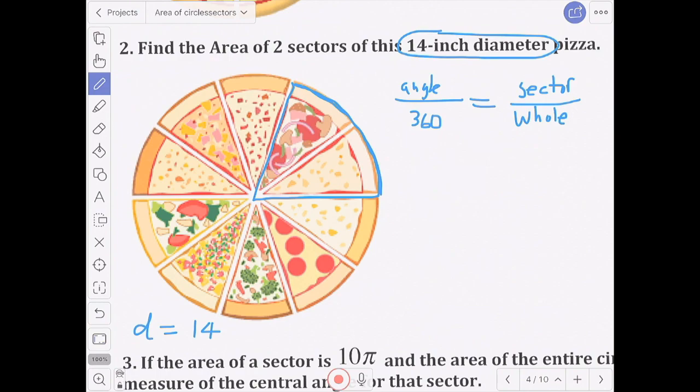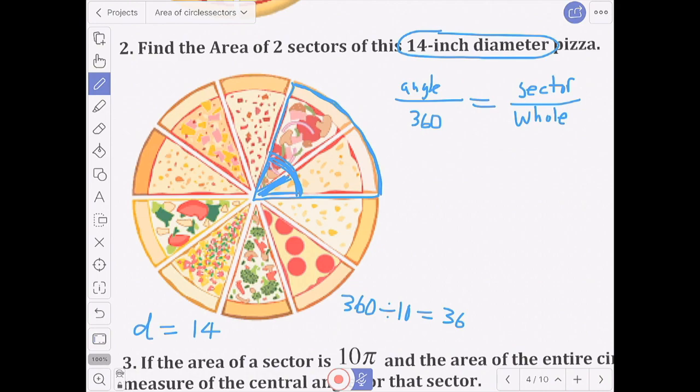All right, to use this formula, I need to figure out this angle right here. Now this pizza is cut differently than the last example. This is cut into 10 pieces. So to figure out that angle there, I'm going to have to take 360 degrees, which is the entire pizza, and split it into 10 pieces, which would be 36 degrees. So each of these angles here are 36 degrees.